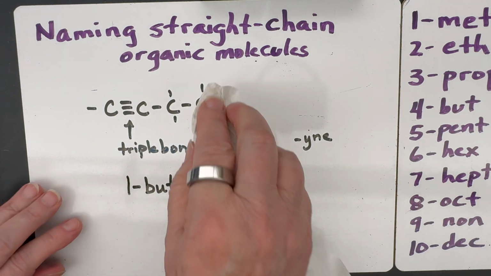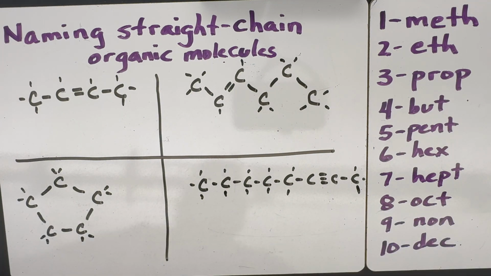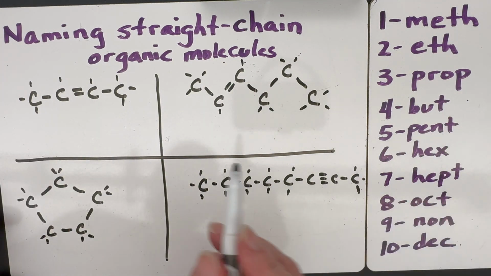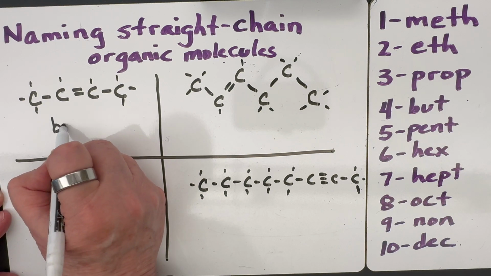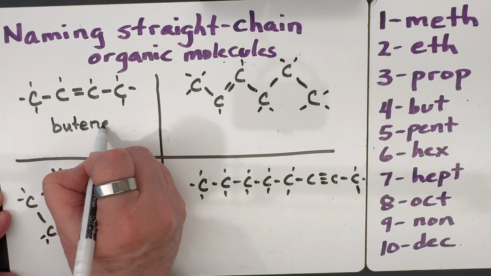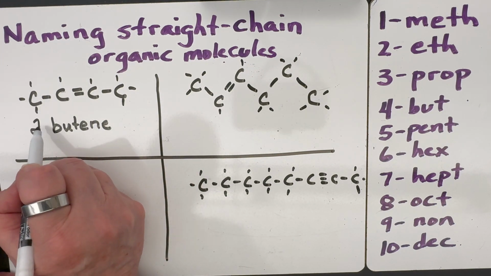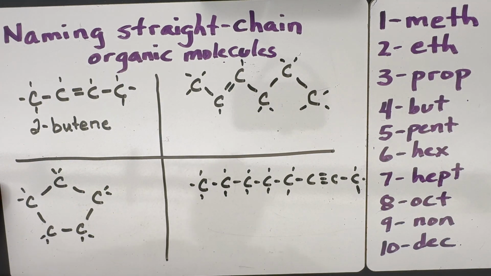Let's practice a few. All right, so pause the video, see if you can come up with the answers, and then hit play to check. Our first one has 4 carbons, so it's bute. It has a double bond, so it's E-N-E. And the double bond is between carbon 2 and 3, so it is 2-butene.